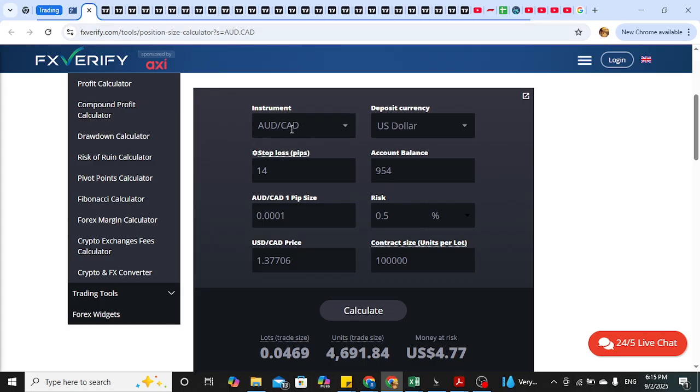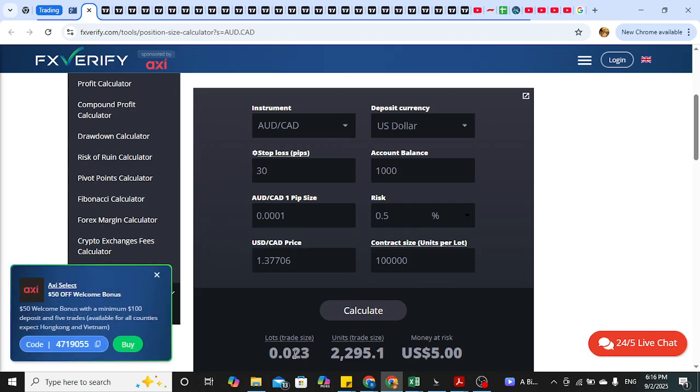Let's say I am on the AUD CAD. Let's keep it at that. Okay. And my capital is, let's say, 1000. And the stop loss distance is 30 pips. And my risk percentage is 0.5%. So let's calculate. Now it's telling me that I'm going to risk $5, and to risk those $5 based on this information, my lot size should be 2 micros.